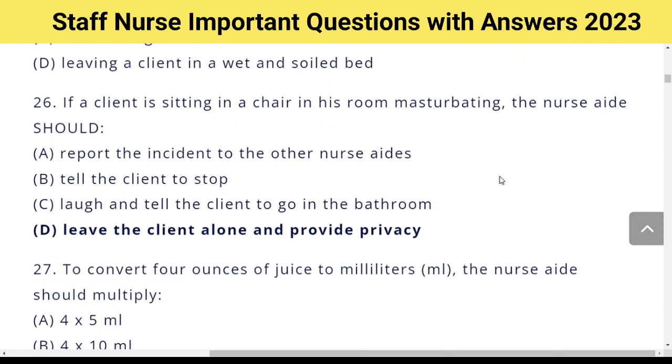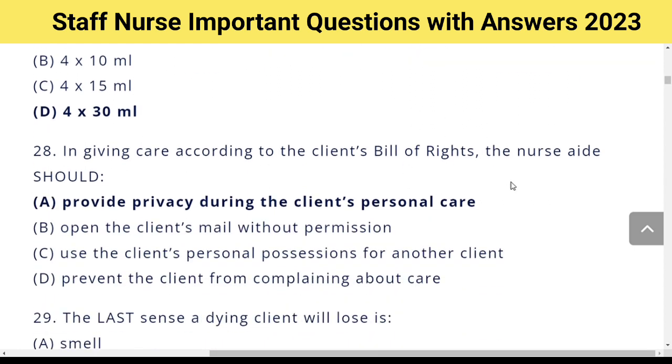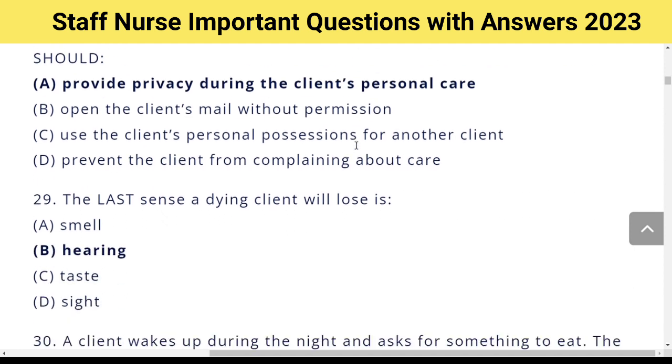Question number 26, if a client is sitting in a chair in his room masturbating, the nurse aide should do option D, leave the client alone and provide privacy. Question number 27, to convert 4 ounces of juice to milliliters, the nurse aide should multiply option D, 4 into 30 ml. Question number 28, in giving care according to the client's bill of rights, the nurse aide should do option A, provide privacy during the client's personal care.